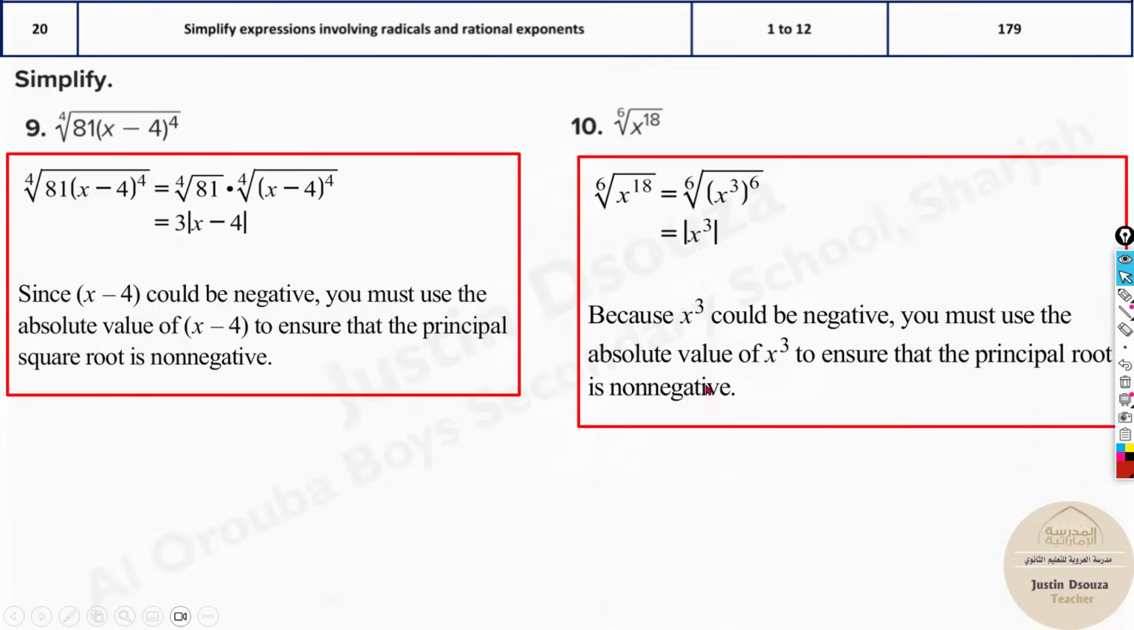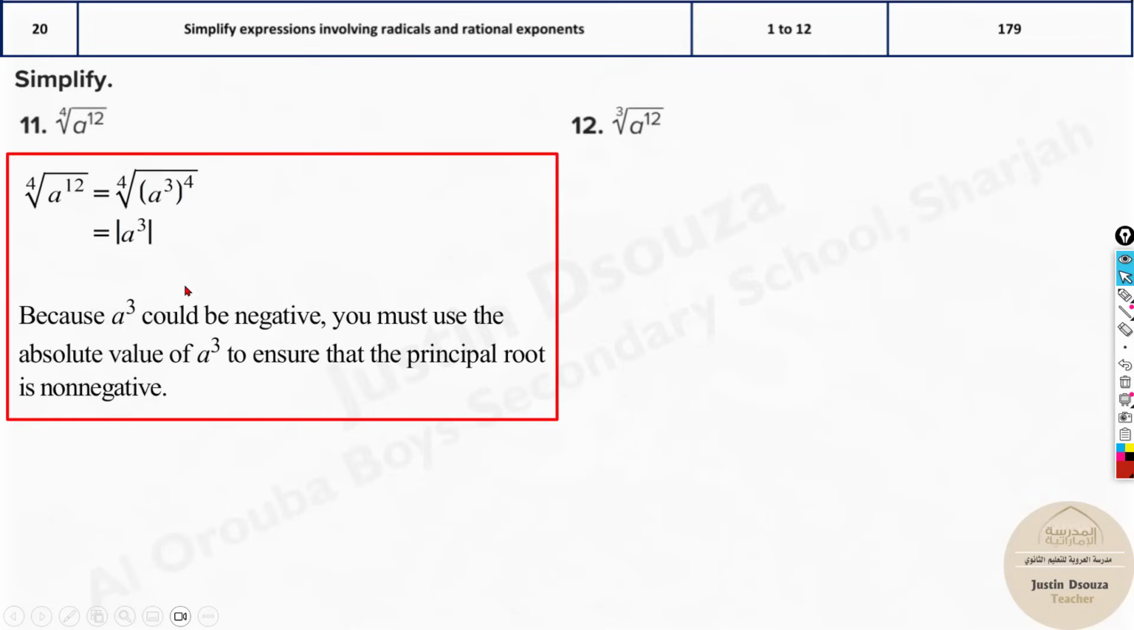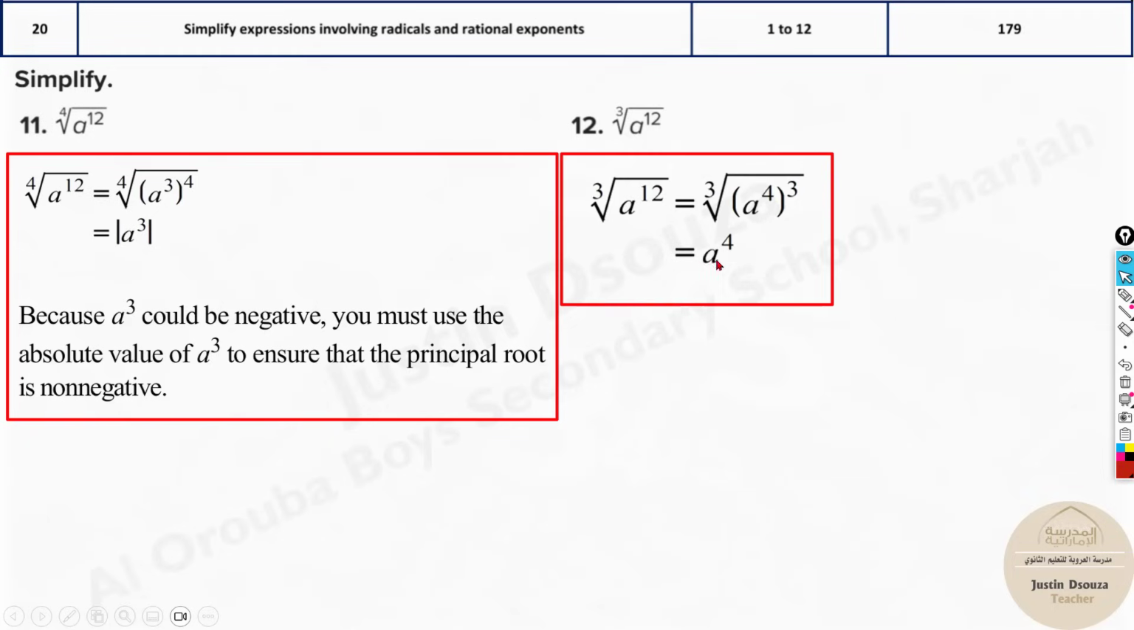You can try any problem. And this is again the same. 12 divided by 4, how much is it? 3. But it's odd, so write these two lines. Now again, 12 divided by 3, it's 4. You do not need to write the modulus symbol over here. The absolute value is not necessary. Why? Because it's an even power. Whenever there is an odd power, put these two straight lines.